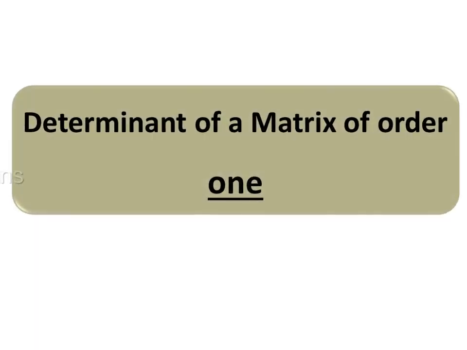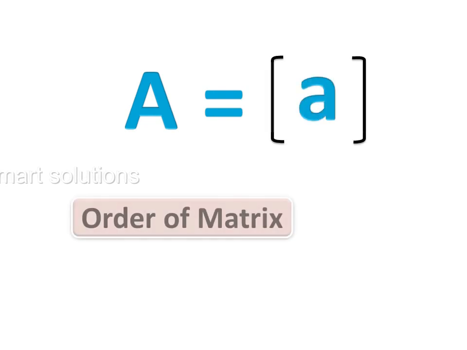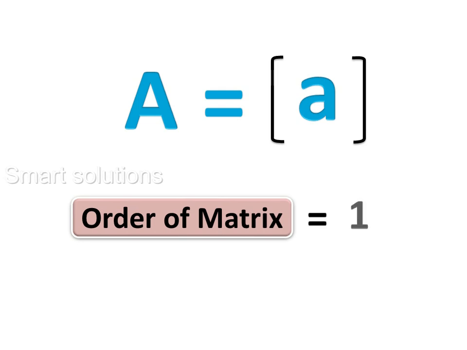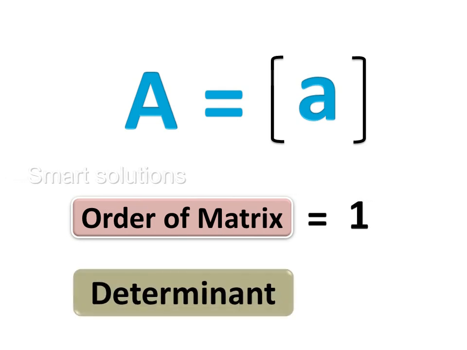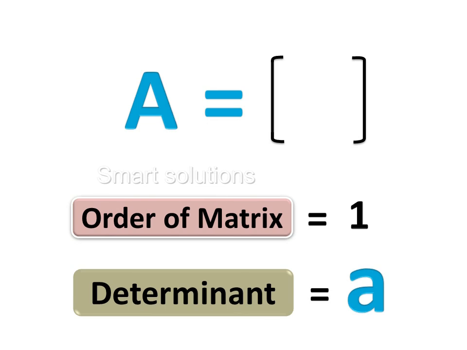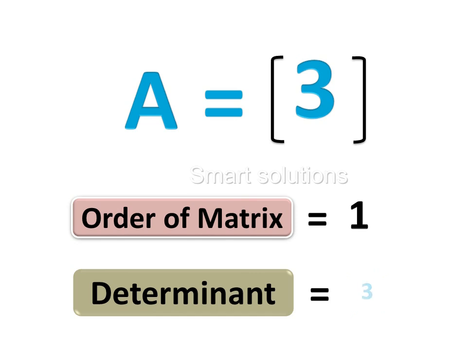Determinant of a matrix of order 1. Let A be the matrix of order 1. Then the determinant of matrix A is equal to the element of the matrix, that is, if 3 is the element of matrix A, then the determinant of matrix A is equal to 3.